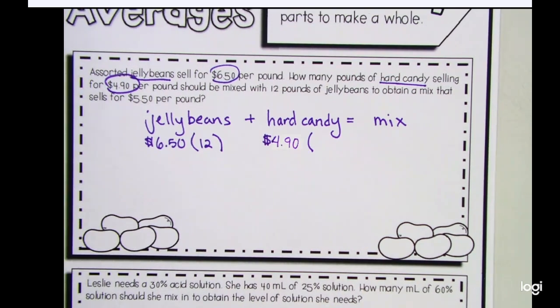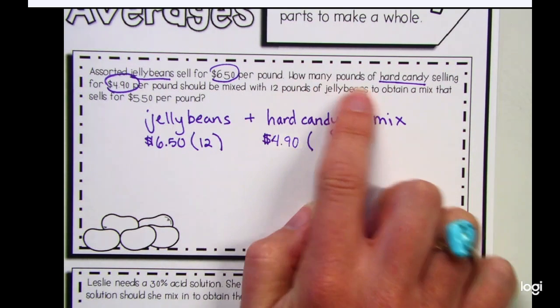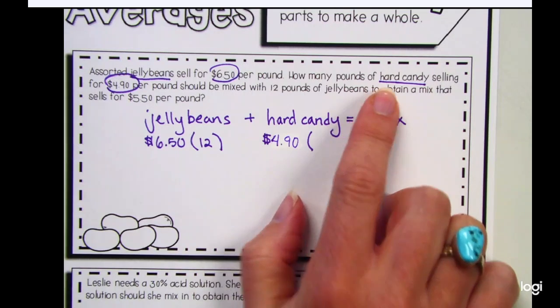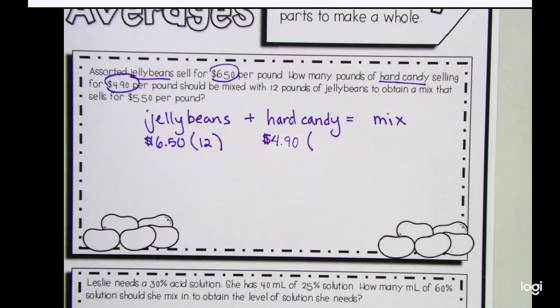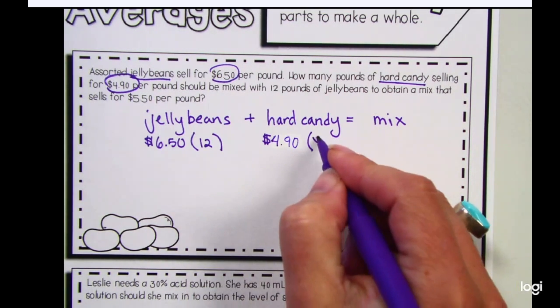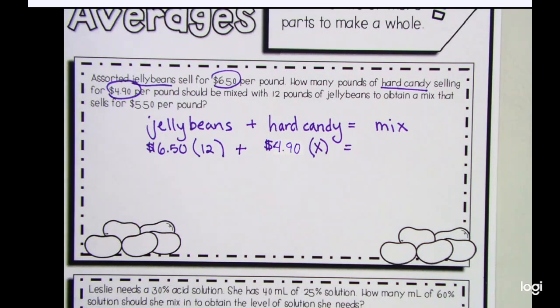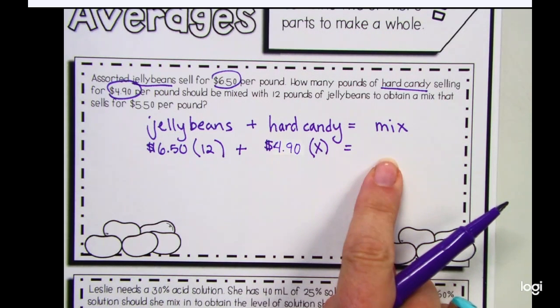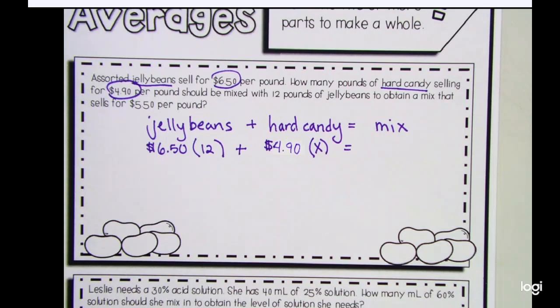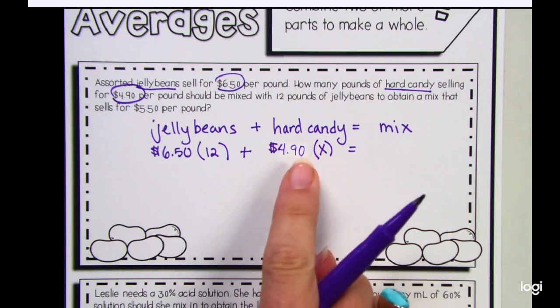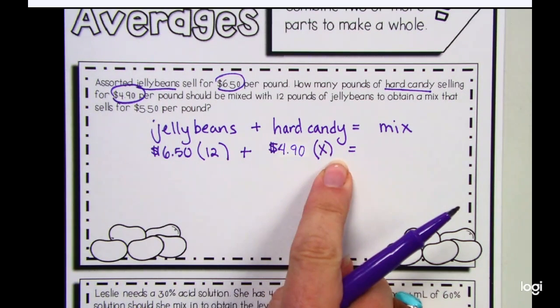How much hard candy are we getting? Do we know? In fact, it says how many pounds of the hard candy, right? When we don't know something in algebra, what do we call it? All right, so x. We're adding those together, aren't we? So over here on our mix, how many pounds of mix are we going to have? We're going to have 12 plus this amount we don't know, right?